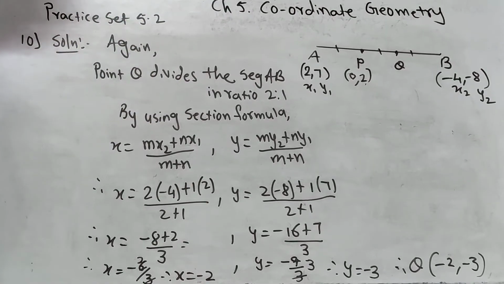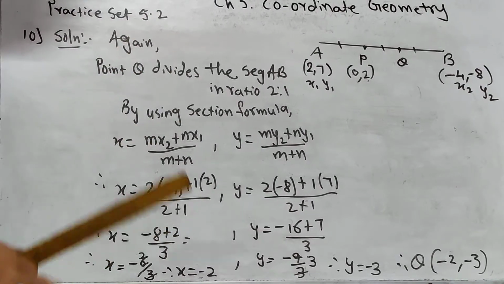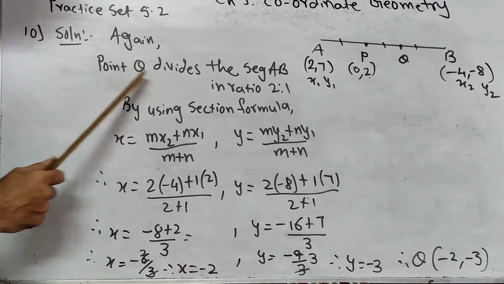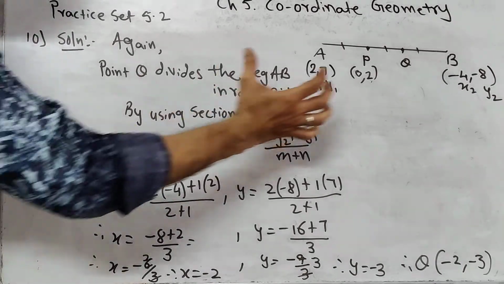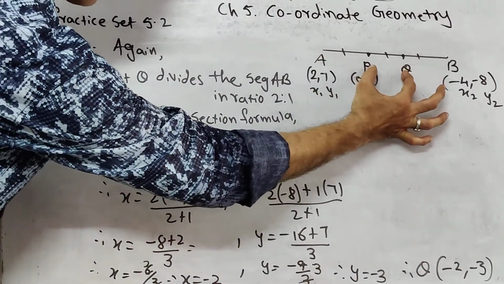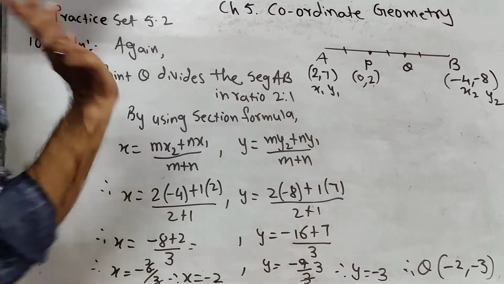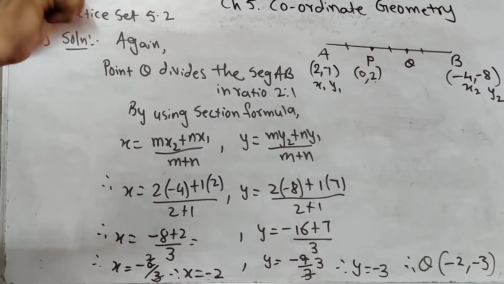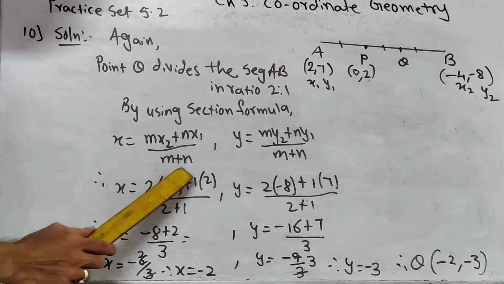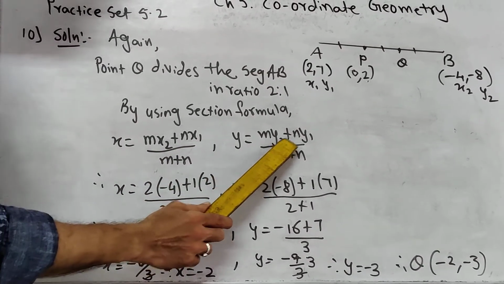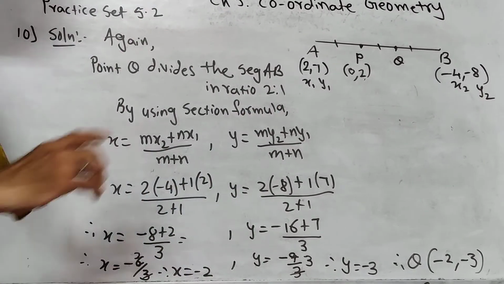Okay, now my dear students, the second part of sum number 10 I have solved here. It is the same way, the section formula only we have to use. So point Q divides the segment AB in ratio 2:1. So very easily you can see this is 2 parts and this is 1 part. So 2:1. So m will be 2 and n will be 1. Only m and n will be interchanged. So the formula is same. x is equal to mx2 plus nx1 upon m plus n, and y is equal to my2 plus ny1 upon m plus n. Formula is same. Only m ratio n will be interchanged.